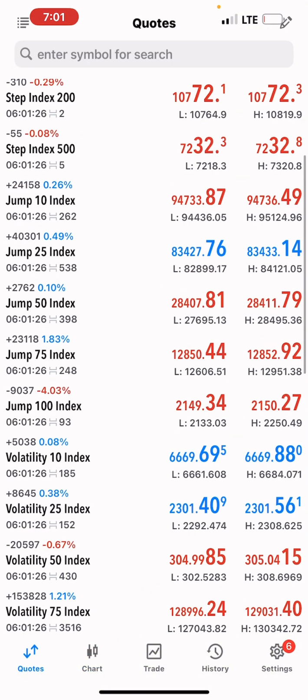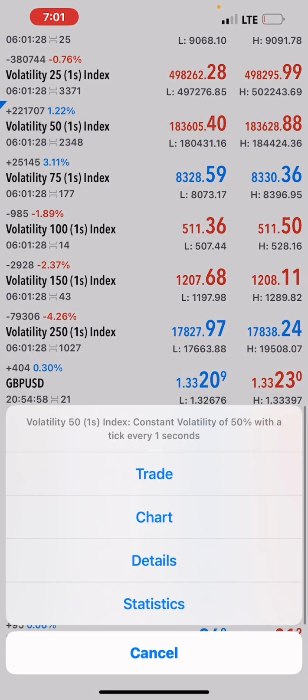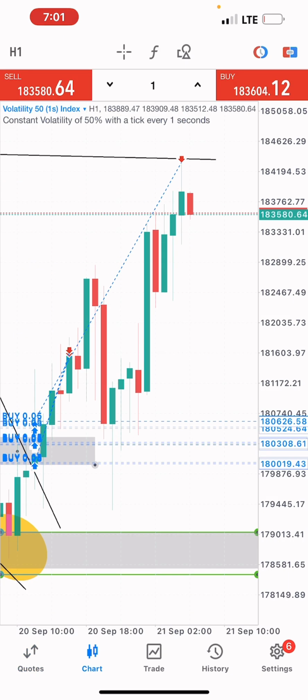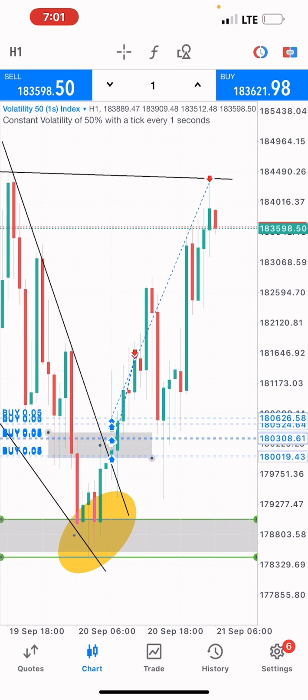So you can clearly see the Volatility 251 seconds. All right, so TP has been smashed, and I'm about to close the rest of the positions.